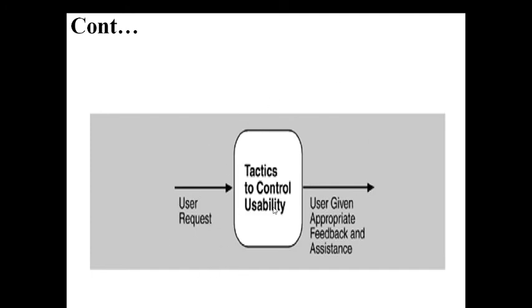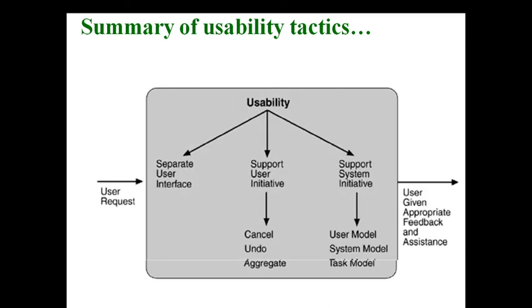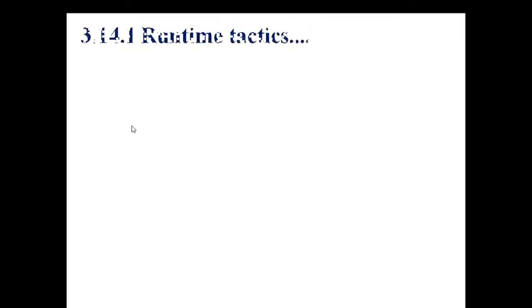The tactics to control usability are using appropriate feedback and assistance, right? You should feel comfort from the system or the architecture. So the tactics we have to follow are of two types only: one is runtime and the next one is design time. We will see that all the remaining combinations are at the time of runtime and design only.